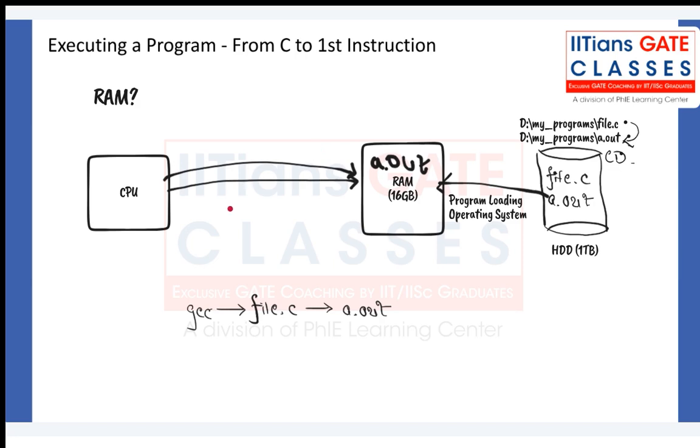This territory is the COA territory. How does your CPU take an instruction from the RAM and start executing it? This interaction is your COA subject. There are many things involved here. First thing is, let me ask you one question. You first acknowledge whether you understood the problem or not. The solution we will look at later.